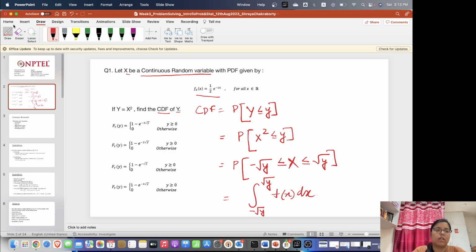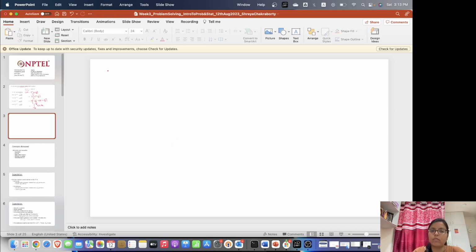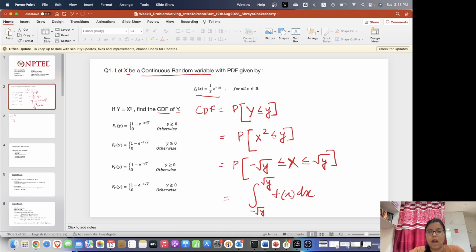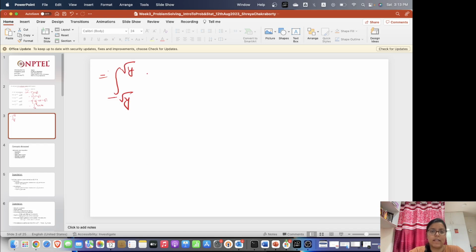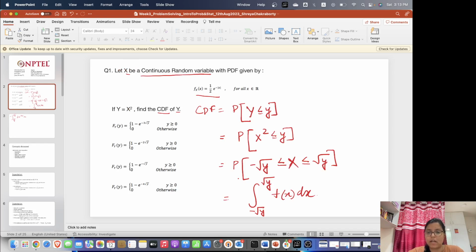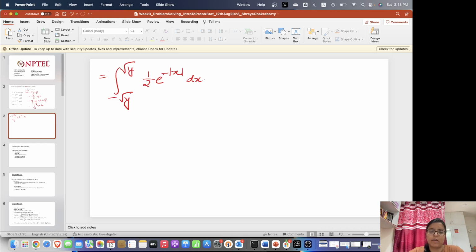Okay, so now we have the integral from minus root y to root y. Fx was half e to the power minus mod x. So we can write this as half e to the power minus mod x dx. So we have written this down: the integral from minus root y to root y of fx dx, which is the integral from minus root y to root y of half e to the power minus mod x dx.